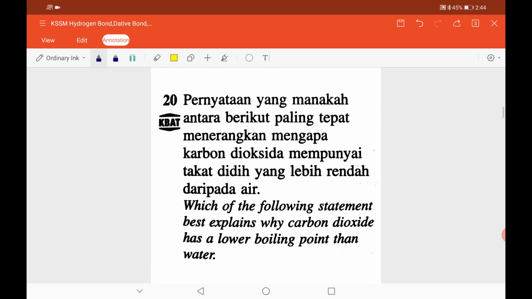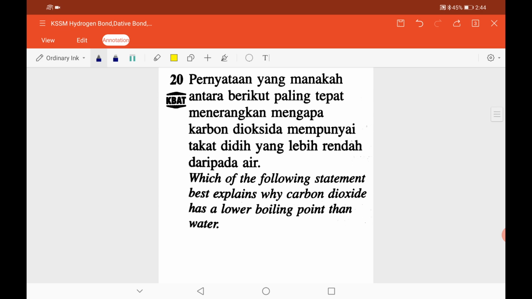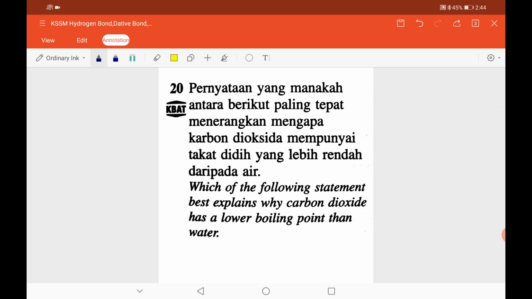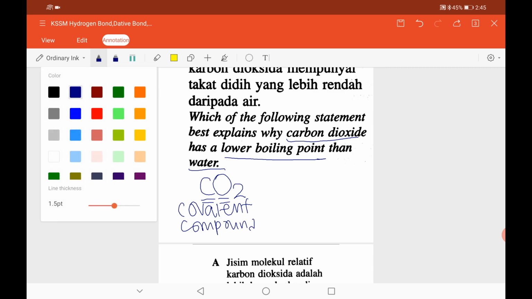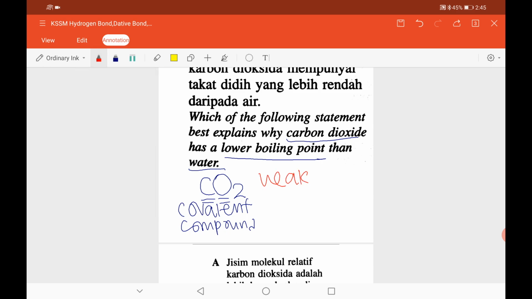Okay, last one. Which of the following statements explains why carbon dioxide has a lower boiling point than water? Before we go for the answer, the idea is this. What is carbon dioxide? Carbon dioxide is made of non-metal C and non-metal O, so it's a covalent compound. Covalent compounds should have very weak van der Waals force. If you don't want to say van der Waals, you can say weak intermolecular force. So carbon dioxide has a weak force, which we call van der Waals or intermolecular force.